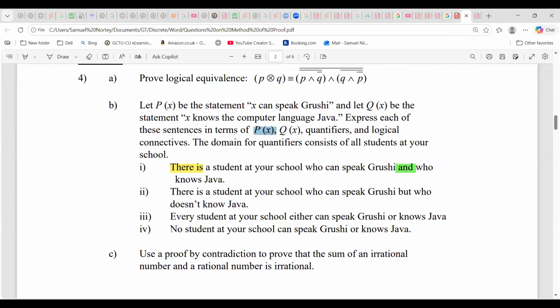Now, if you pay attention, you should be able to answer number 4. No student at your school can speak Grushi or knows Java. What's the quantification? What's the quantifier here?